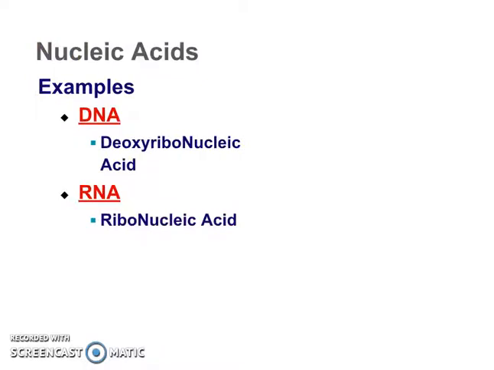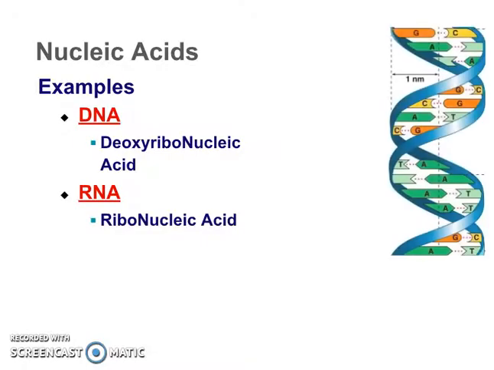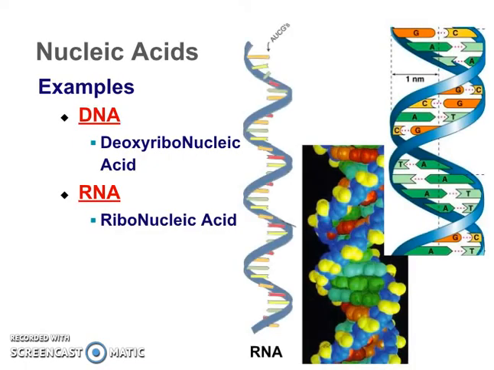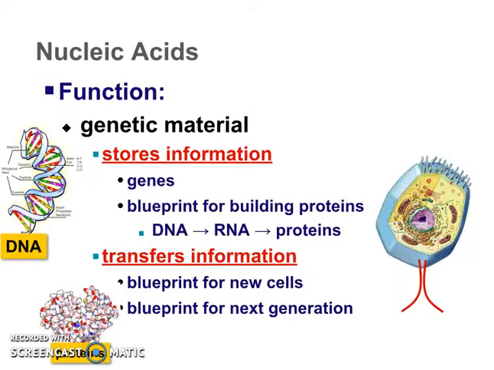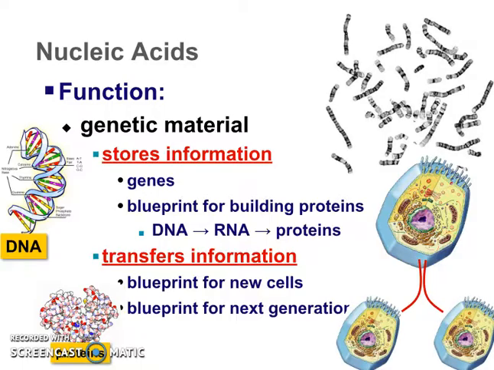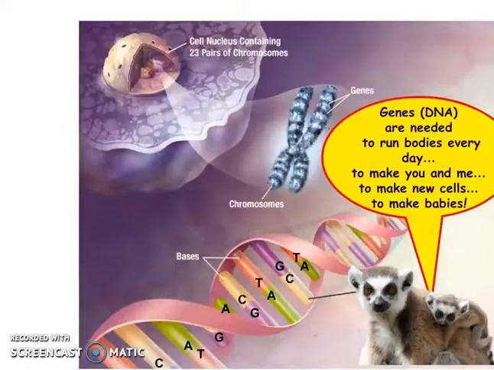They come in two forms. You have DNA, deoxyribonucleic acid, and RNA, ribonucleic acid. And these guys are made up of nucleotides. And their big job is storing information on how to build proteins. And then they can transfer that information from one generation to the next. And we'll spend a ton of time talking about these guys.